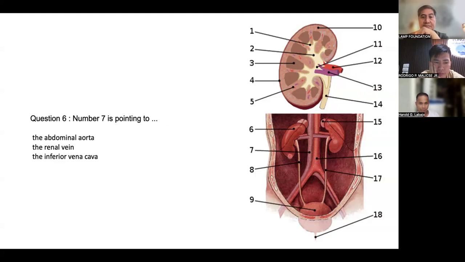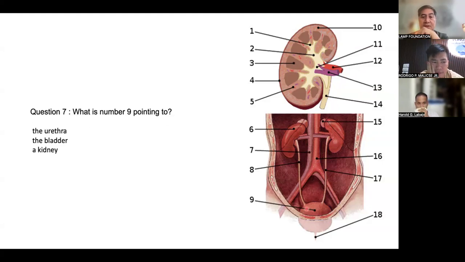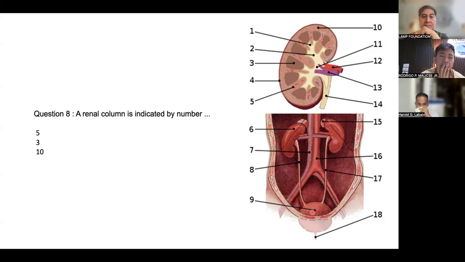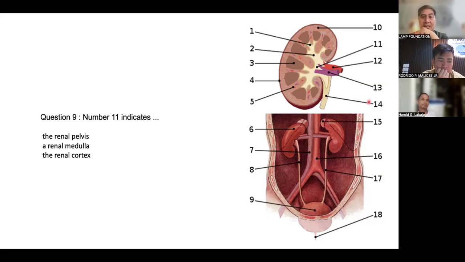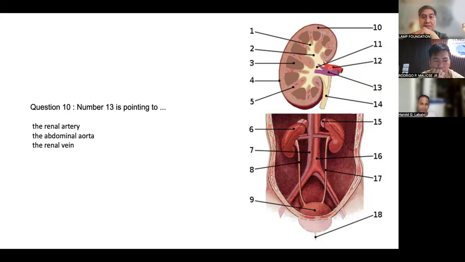Number 7 is the inferior vena cava. What about number 9? Number 9, the bladder. A renal column is what number? Number 5. Number 11 is the renal pelvis.